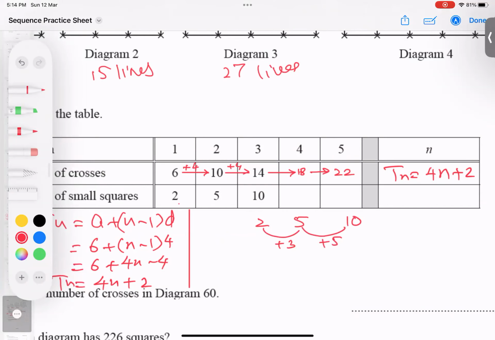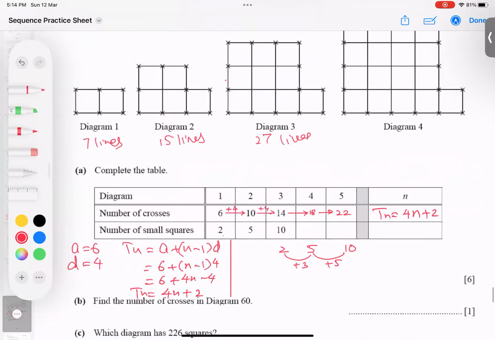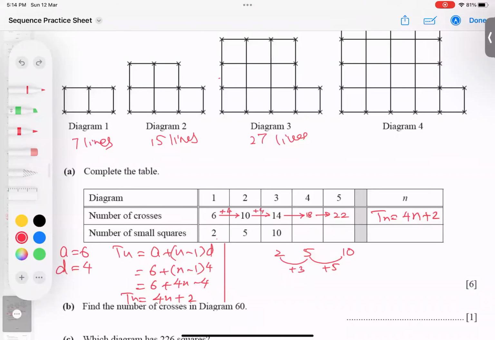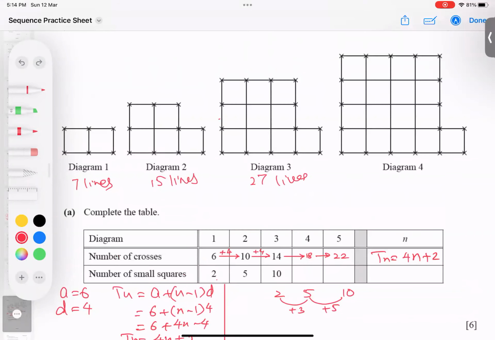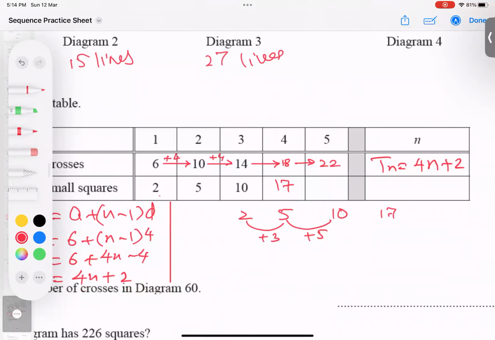And I think, if we check the number of squares, how many squares in the fourth diagram, just check it. How many squares? 1, 2, 3, 4, 5, 6, 7, 8, 9, 10. So this will help me, third diagram 10 we have already. Other one: 1, 2, 3, 4, 5, 6, 7, 8, 9, 10, 11, 12, 13, 14, 15, 16, 17. So 17 squares we have. What is the benefit of this? I can check it now, plus 7.